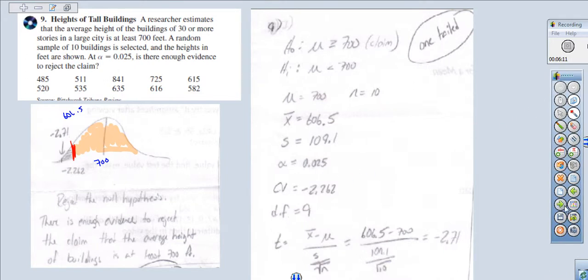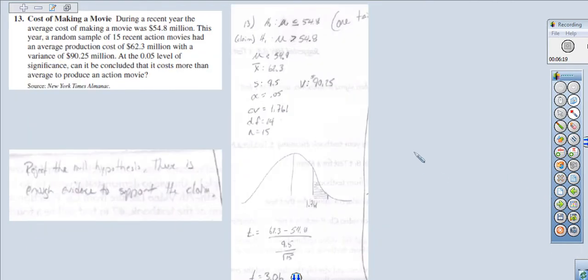Okay, let's take a look at one more, and we'll go ahead and split that video up into two parts. All right, so number 13. Here we are, number 13, and we've got this movie situation. Our key statement, which tells us if we're looking at one-tailed or two-tailed, says, can it be concluded that it costs more than average to produce an action movie? That statement, that more than, that less than, that greater than, whatever it may be, establishes that we're looking at one particular side. That makes this a one-tailed test.